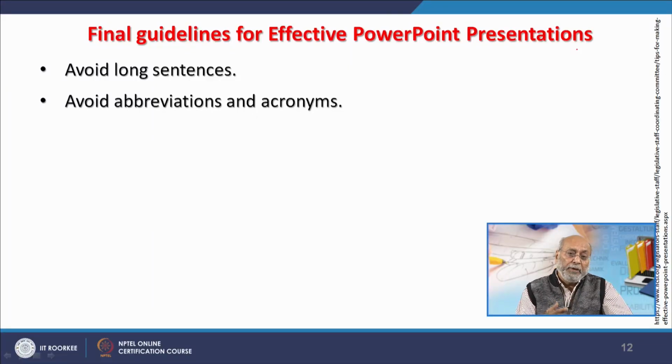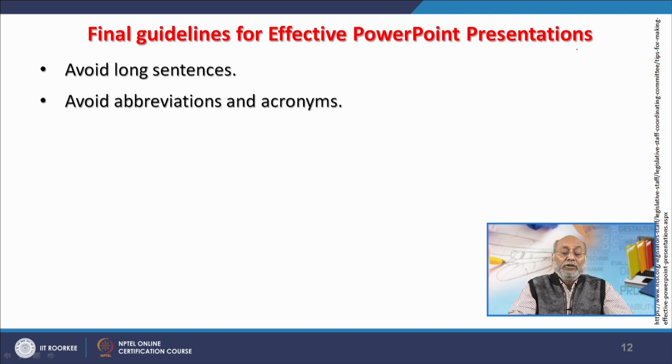If I have to put a definition, or I would say put a sentence in my slide, then it should not be very long. Otherwise, it creates a distraction, or the audience may not be able to fully understand. So, if it is possible, use small points or sentences. Avoid long sentences, avoid abbreviations and acronyms.